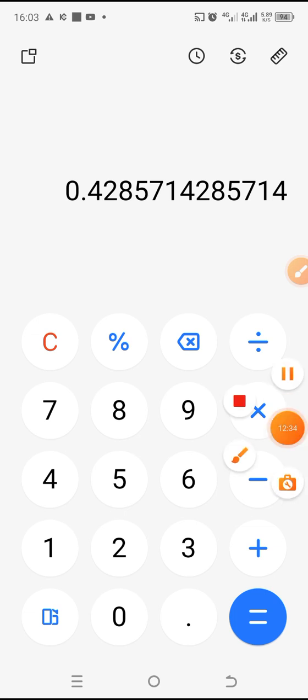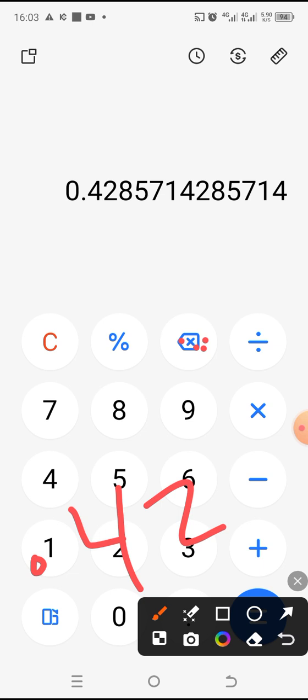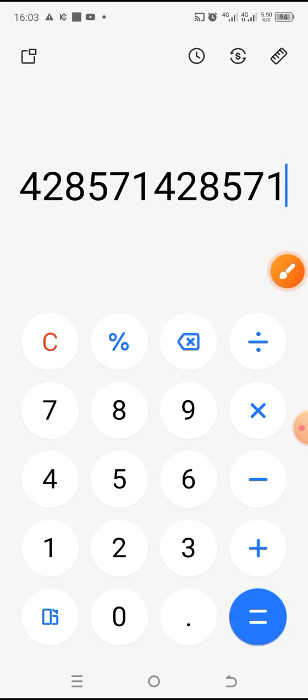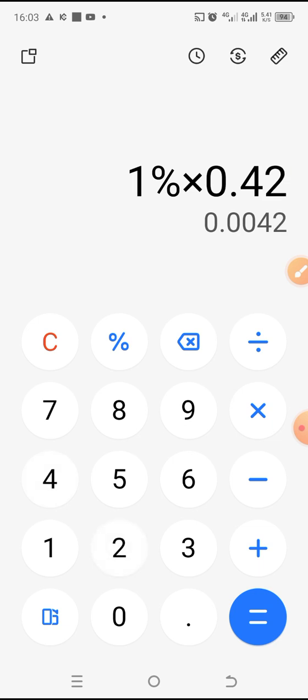So if you want to earn 1% of this, let me just write this down as 0.42. Assuming we want to have 1% of 0.42, that is this. So that simply means 1% of this is this.